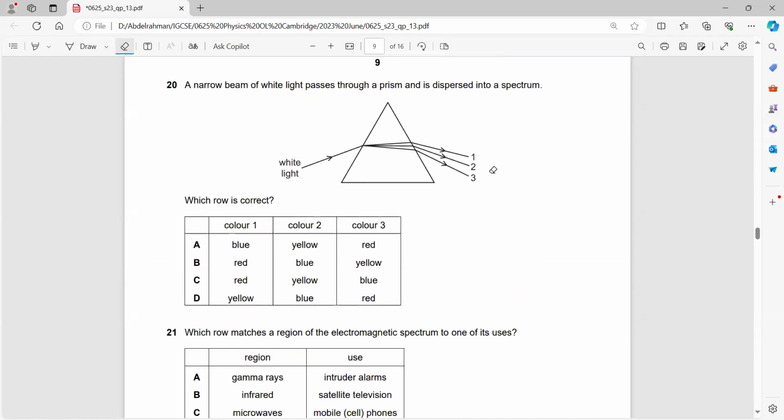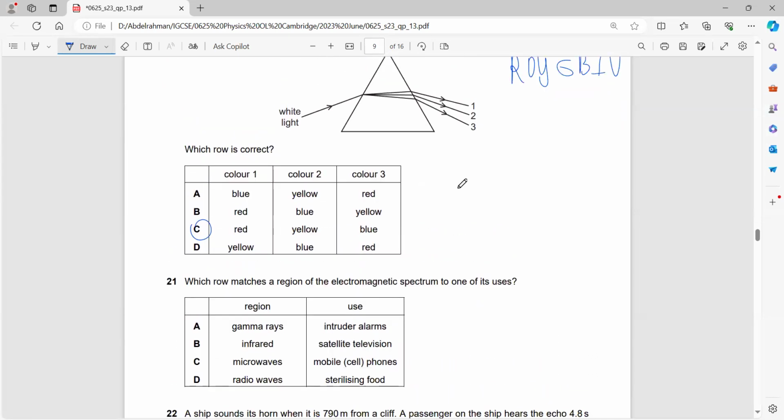We solved this question before. White light splits into some colors. What could these colors be? One, two, and three. Roy G. Biv. Yes, ROYGBIV. So the only correct answer would be C. Red, yellow, and blue.